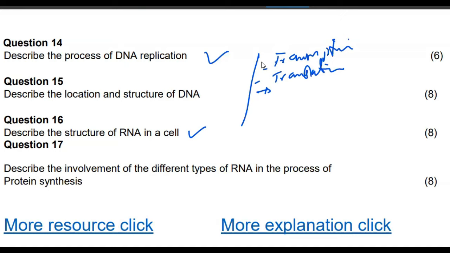And I say that if you change the code, for example, from GUA to GCA, then if these two code for the same amino acid, therefore the protein will not change. The structure of the protein will not change. But if different amino acids are being coded for, then the structure of the protein will be changed.